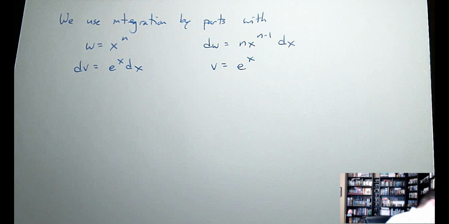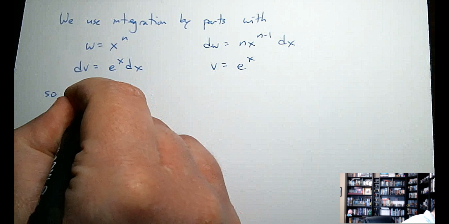And we'll do it by letting w be x to the n, and by letting dv be e to the x dx. So just like usual, dw then will be the derivative of x to the n, which is n times x to the n minus 1 dx. And v is the antiderivative of e to the x, which is e to the x itself.